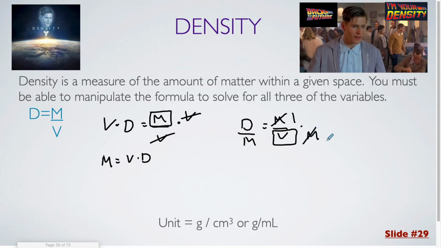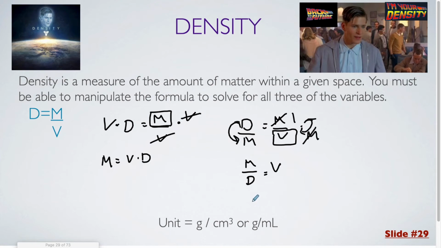So there are a couple ways you can fix this. You could flip both sides of the equation. So we're going to flip the bottom and top on both sides, so that we end up with mass over density, which is now equal to volume.